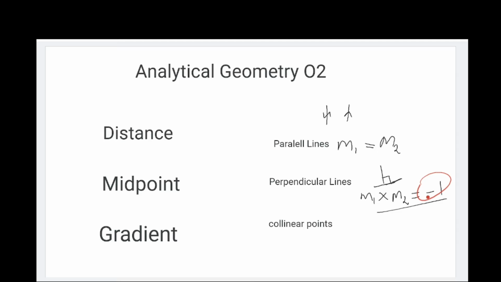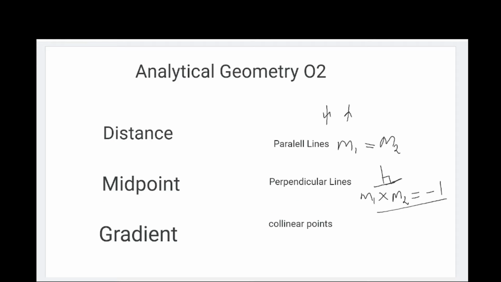So if the question asks you to prove that two lines are perpendicular, you must find the first gradient and the second gradient of those two lines, and then if you multiply them and you get an answer of -1, it means the lines are perpendicular. The last thing is collinear points.